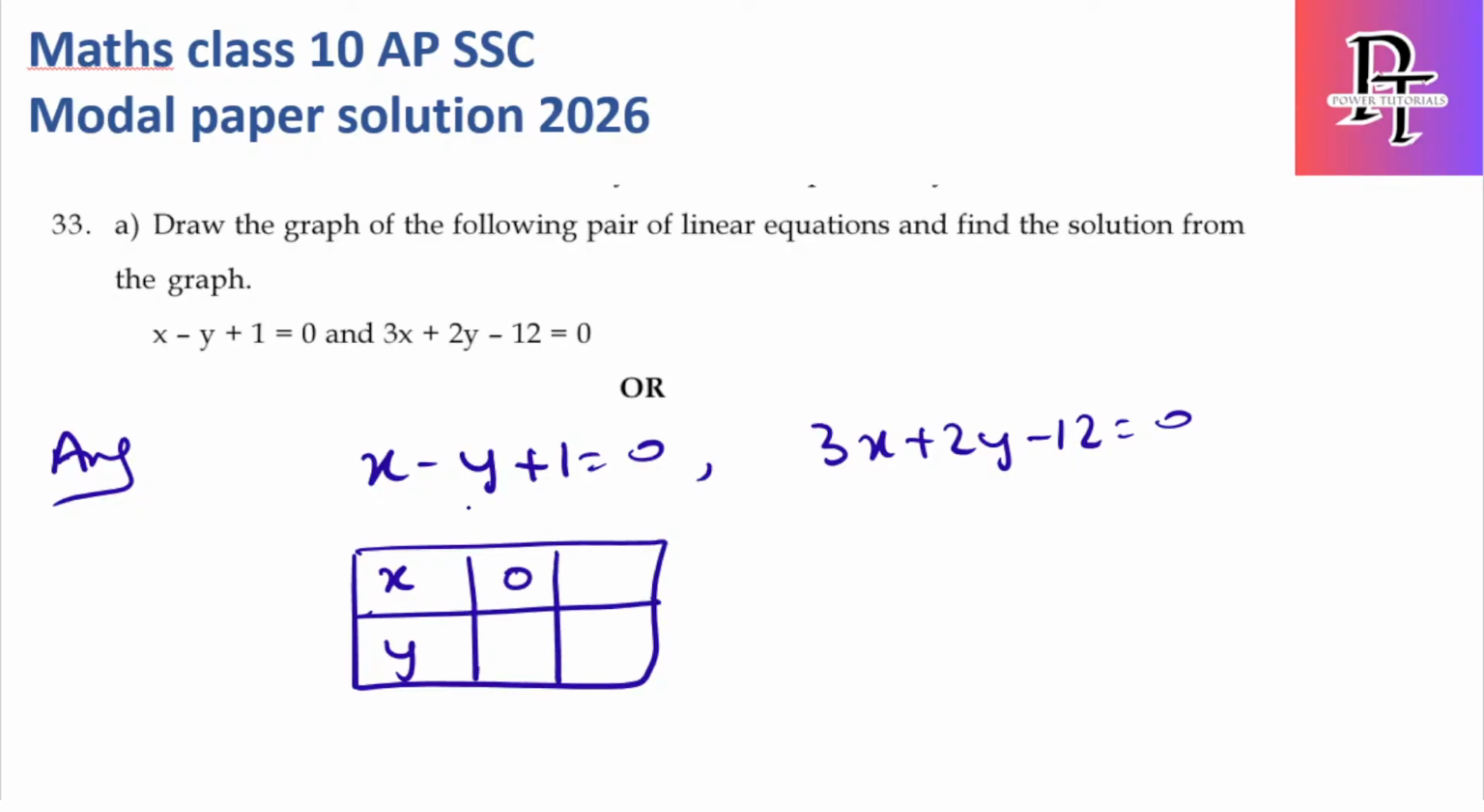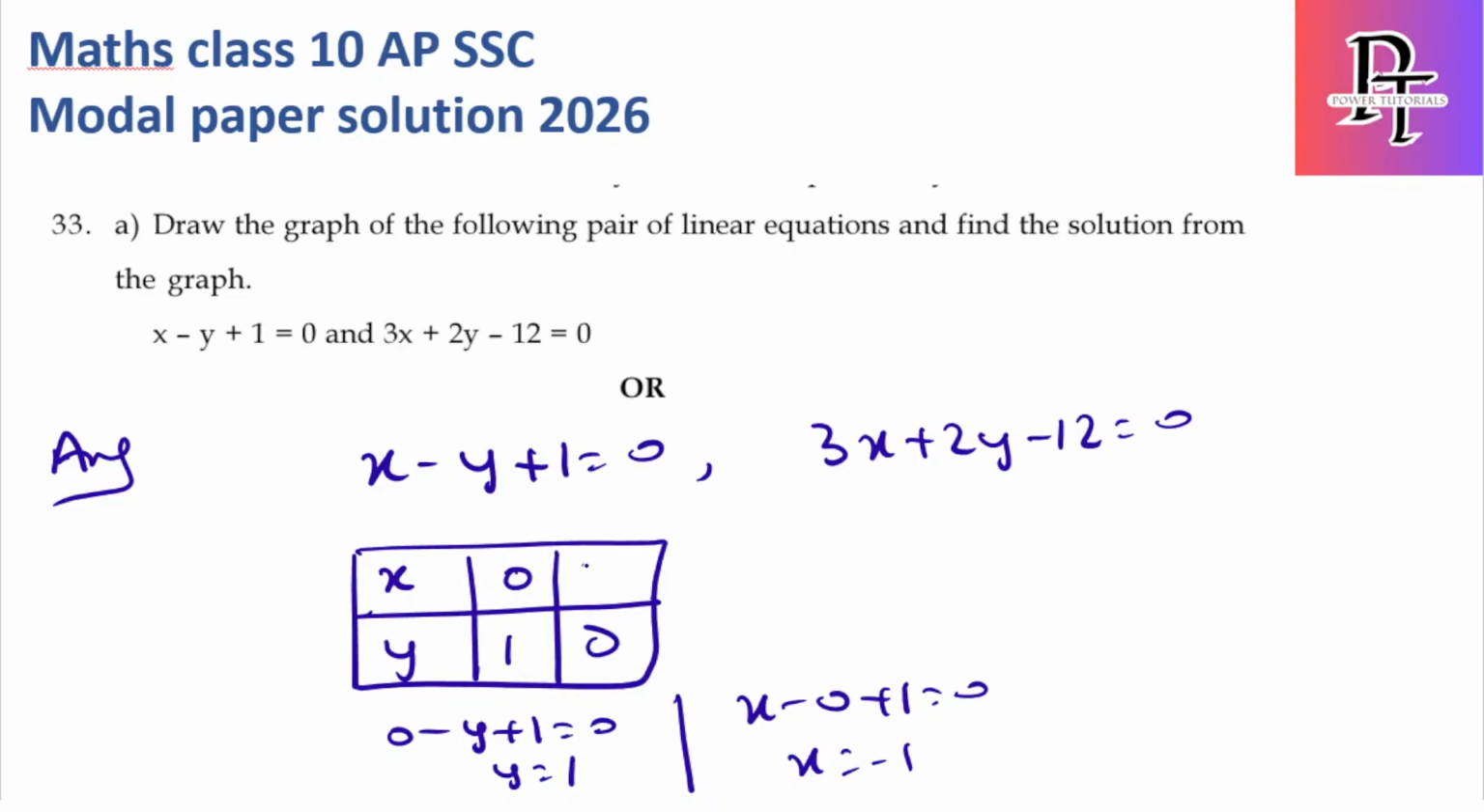If I keep x as 0, what I will get? 0 minus y plus 1 is equal to 0. So the y value is 1. Same way, substitute y as 0. x minus 0 plus 1 is equal to 0. So I will get the x value as minus 1. So the points for the first equation are 0, 1 and the second point is minus 1, 0.